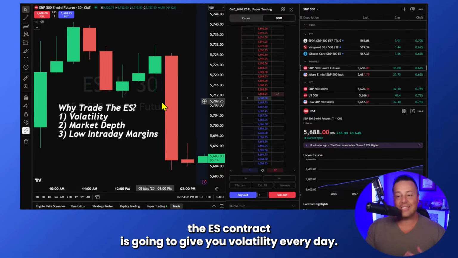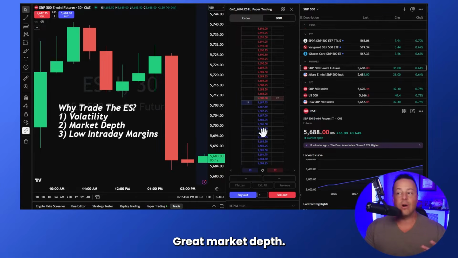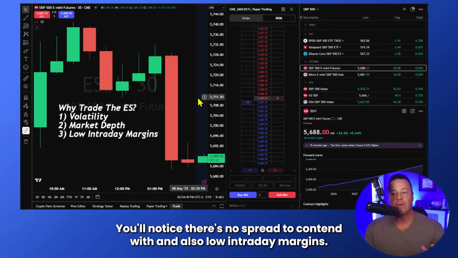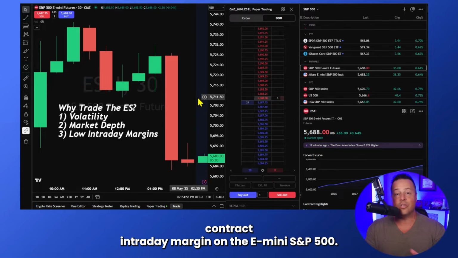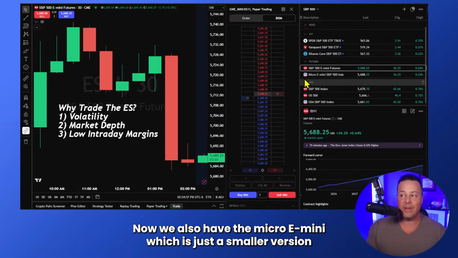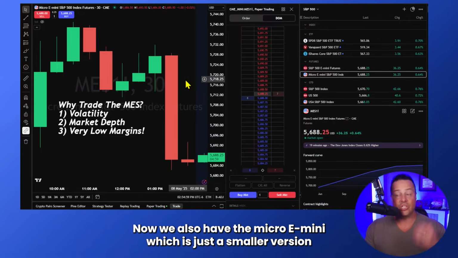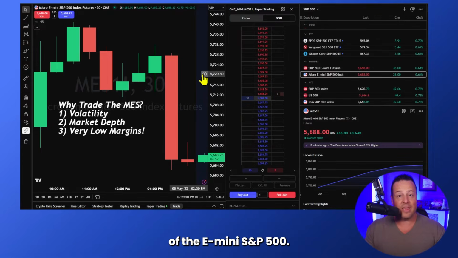The ES contract is going to give you volatility every day, great market depth. You'll notice there's no spread to contend with, and also low intraday margins. Your broker should be able to give you right around a $500 per contract intraday margin on the E-mini S&P 500. Now, we also have the micro E-mini, which is just a smaller version of the E-mini S&P 500.